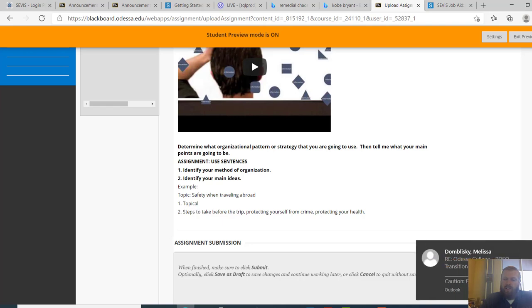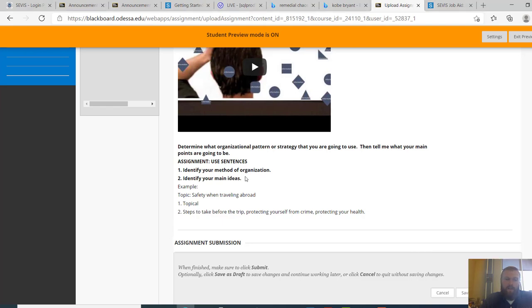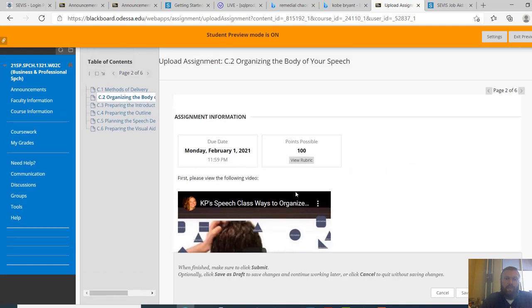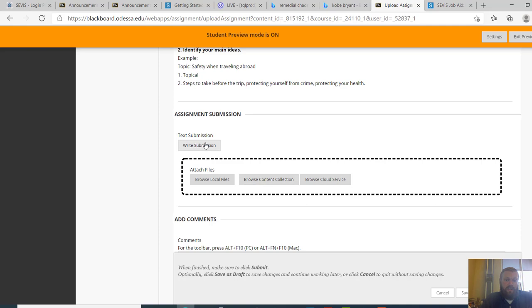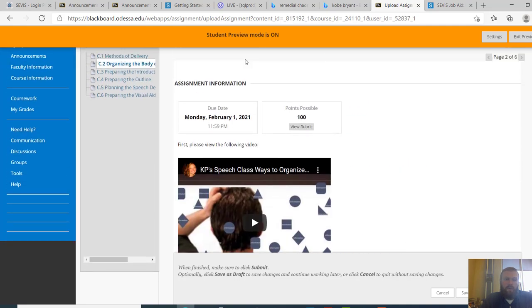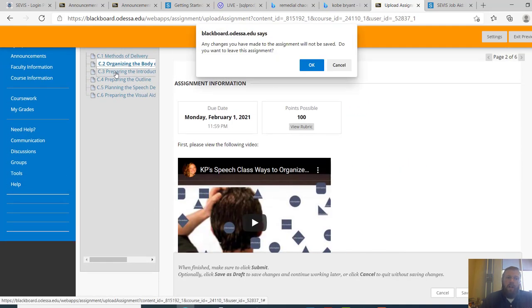So number 1, what kind of speech is it going to be? Identify your method of organization. Number 2, identify your 3 main ideas. So please, 1 and 2, literally all I need. There is a rubric on here. You can put it in the comments. You can put it in Write Submission, or you can upload it from your computer.